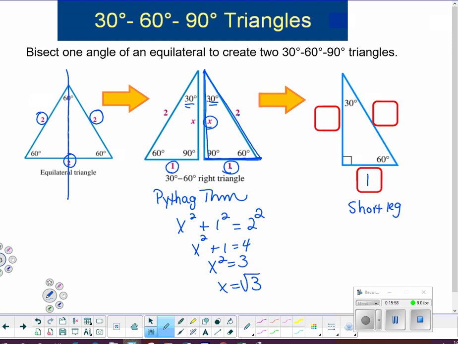And then there's a longer leg. It's opposite the bigger angle, 60 degrees, and it has a value of root 3. The hypotenuse has a value of 2.